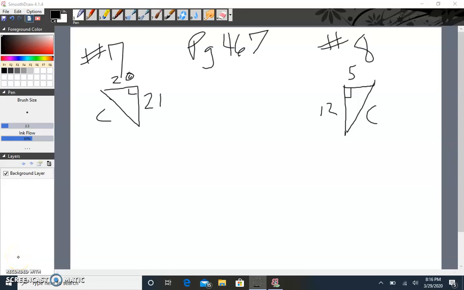Alright, PBA pre-algebra class, we are looking at section 9.3 in our math books. It's on page 467 here, number 7 and number 8. This is my favorite section. This is going to be the best. This is the Pythagorean Theorem section. It is something that you can use all the time.